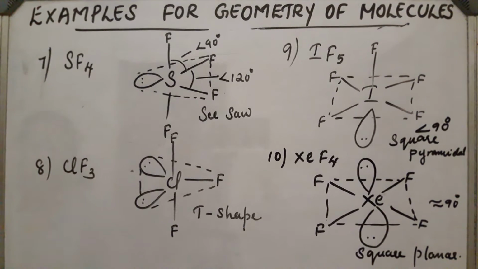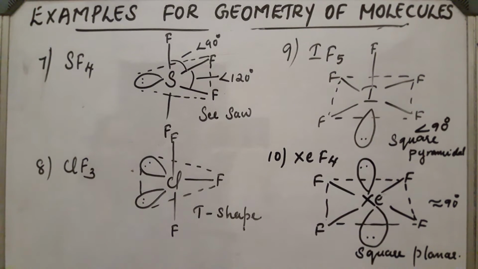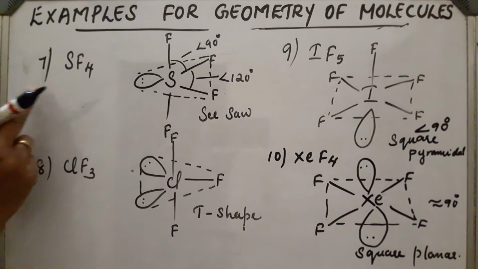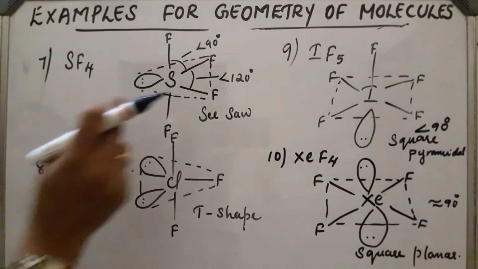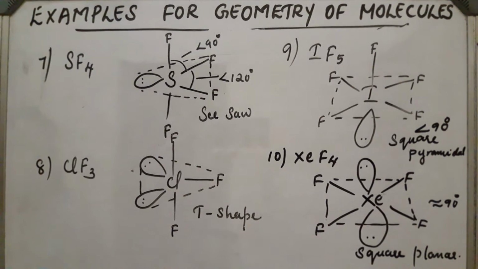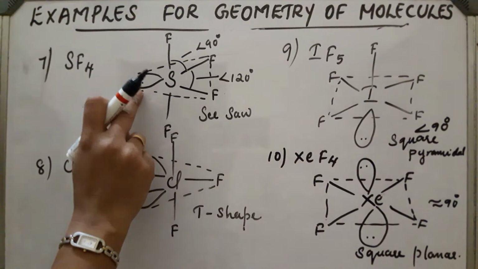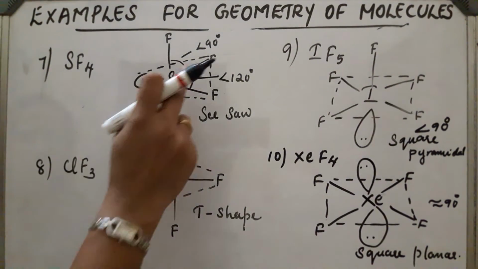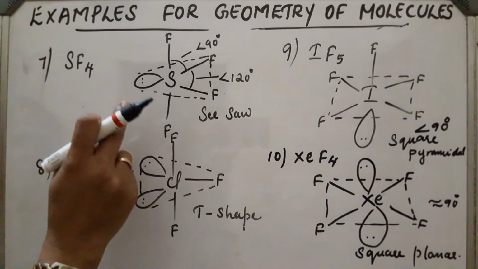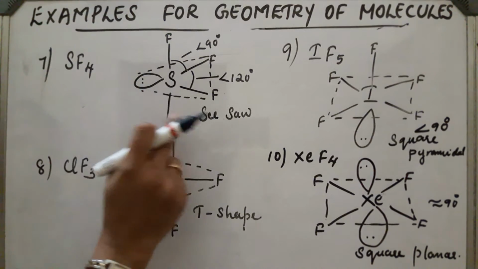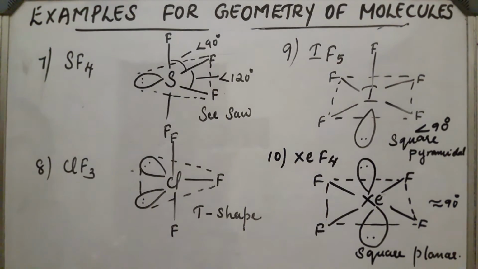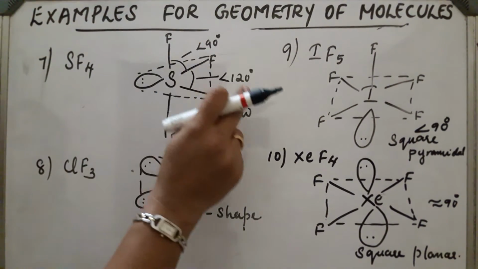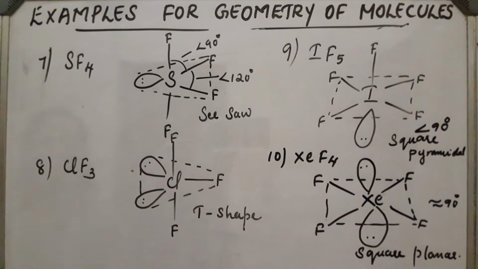A few more examples in which the central atom contains lone pairs of electrons. Seventh example, SF4. Here the sulfur atom is surrounded by four fluorine atoms, and also contains a lone pair of electrons. Due to lone pair-bond pair repulsion, which is greater than bond pair repulsion, the structure is actually trigonal bipyramidal, but gets distorted, and the two angles, which for trigonal bipyramidal are 90 and 120 degrees, become less than 90 degrees and less than 120 degrees. This structure is known as the seesaw structure.